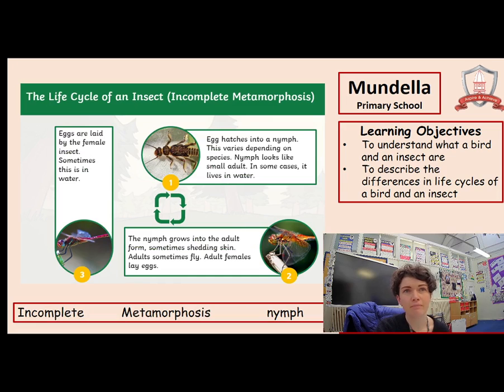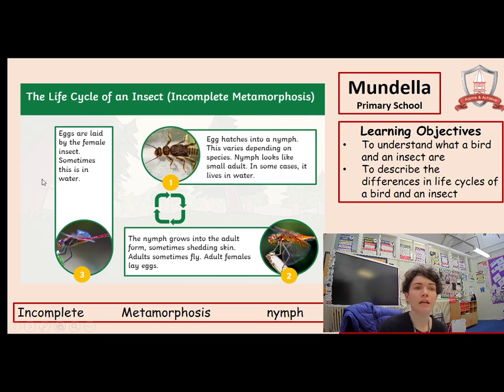Now, in incomplete metamorphosis, we have, as you will recall, just 3 stages. The egg hatches into a nymph. This varies depending on the species. The nymph looks like a small adult. In some cases, it lives in water. The nymph grows into the adult form, sometimes shedding its skin. So when it's shedding skin, it means it's losing skin. Adults sometimes fly. The adult females lay eggs.